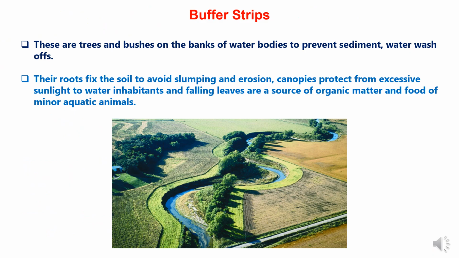Now, growing buffer strips. This is one of the methods of soil conservation, where trees and bushes on the banks of water bodies are grown to prevent sediments and water wash-offs. Their roots fix the soil to avoid slumping and erosion. Canopies protect water inhabitants from excessive sunlight, and falling leaves are a source of organic matter and food for minor aquatic animals.